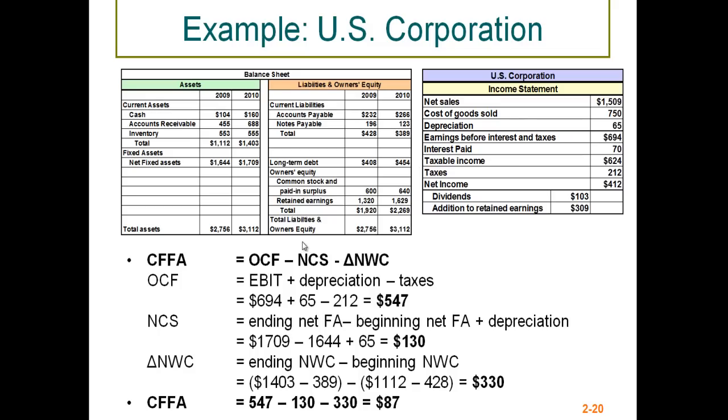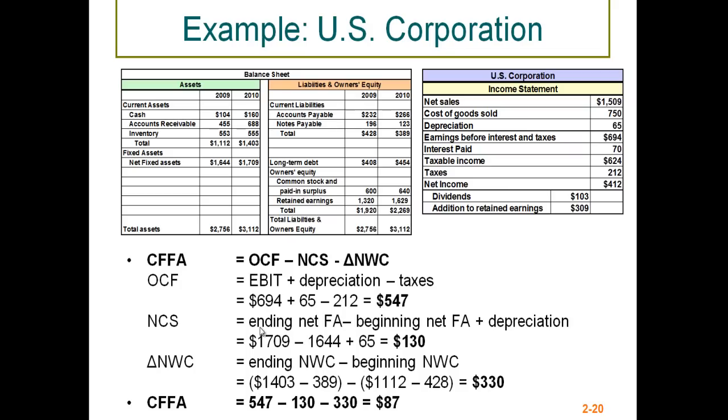So let's see what we have here. If we follow our formula, EBIT is 694, depreciation is 65, and taxes are 212. Okay, tax expense is a real expense. It does affect cash flow. You actually write a check to the government. So if we do that calculation, we have operating cash flow of $547.